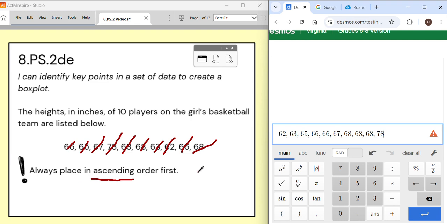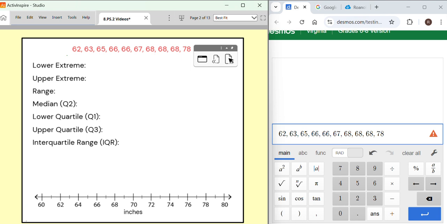All right, so first we put them in ascending order. Let's see what's next. Here they are, already in order for us, and that matches what I have here. So our lower extreme and our upper extreme are very easy to identify. Just like here, 62 and 78. So our lower extreme is 62, and our upper extreme is 78.